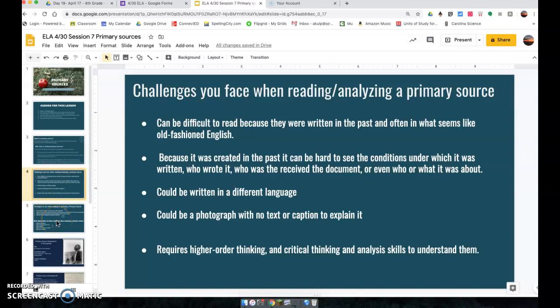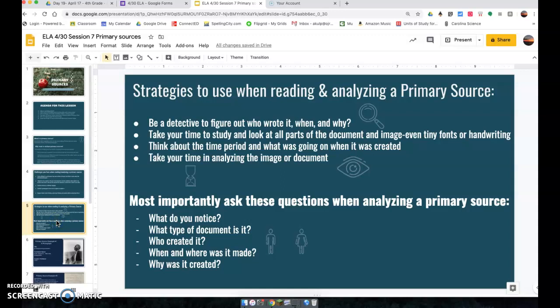So with that being said, what strategies do we use when reading or analyzing a primary source? Well, first, it helps to be a detective. I need you guys to put on those detective hats and think about being a detective, trying to figure out who wrote it, when, and why. Because without understanding that information, you really can't get anything out of the primary document in terms of your understanding and what you could add to your research. It's important to take the time to study and look at all parts of the document and image, even any tiny fonts or handwriting, any little tiny parts of the photograph.